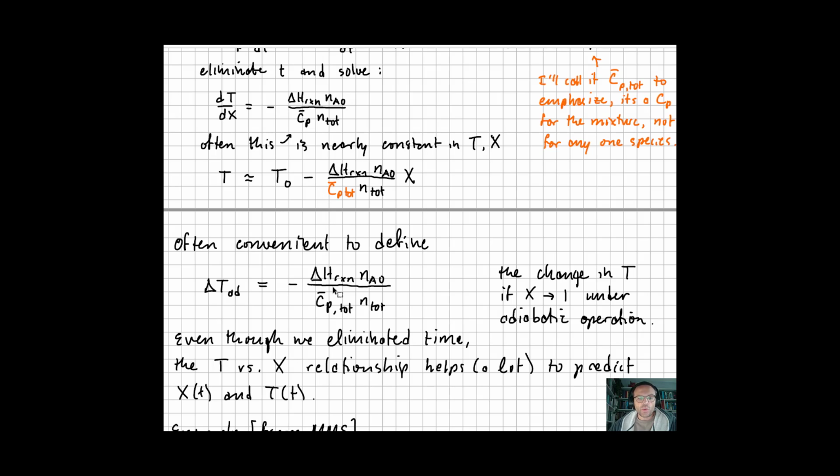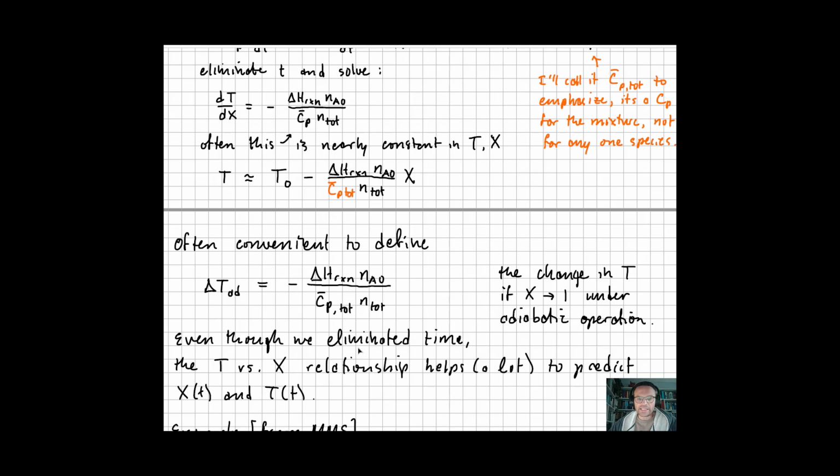So notice that when delta H reaction is negative, we get a cancellation of the two negative signs, and delta T adiabatic is positive, which says that if you have an exothermic reaction, and you operate the reactor adiabatically, it will climb in temperature, sometimes dangerously so.